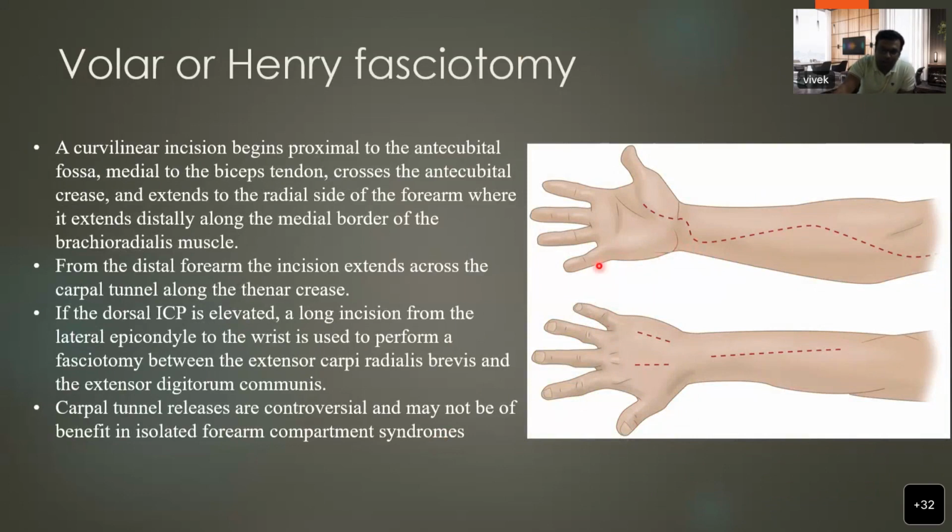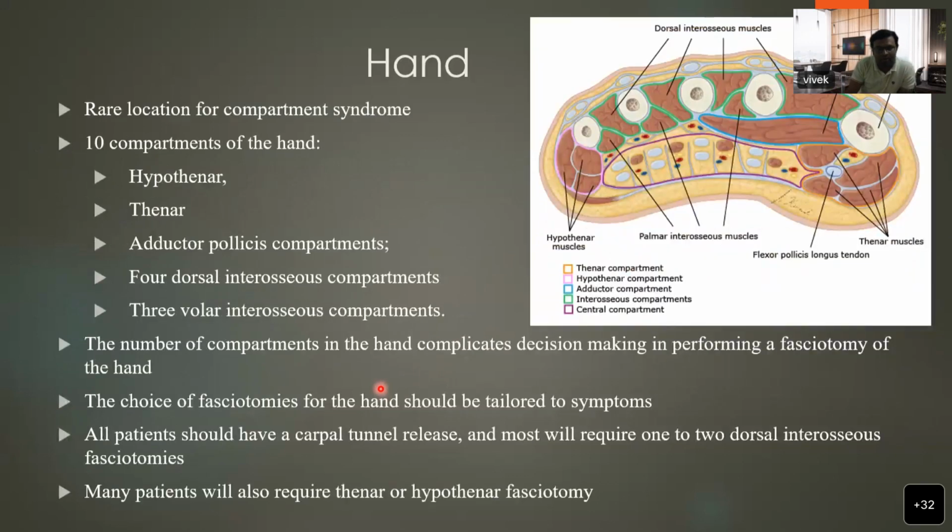If the dorsal intracompartmental pressure is elevated, a long incision from the lateral epicondyle to the wrist can also be placed to perform a fasciotomy between the extensor carpi radialis brevis and extensor digitorum communis. Carpal tunnel release is controversial and may not be of benefit in isolated forearm compartment syndromes.